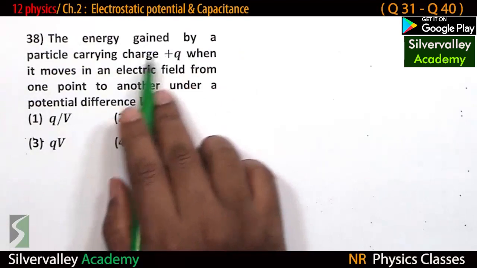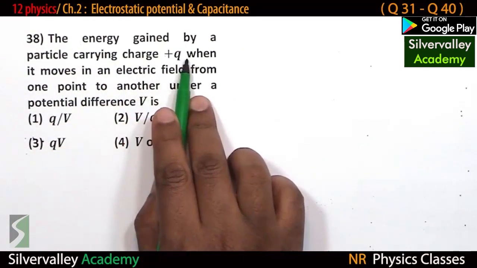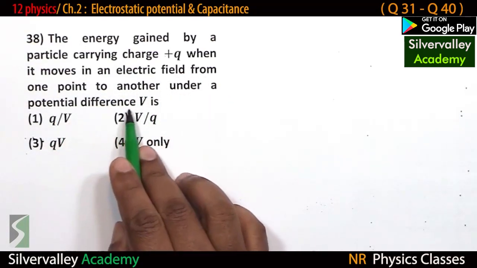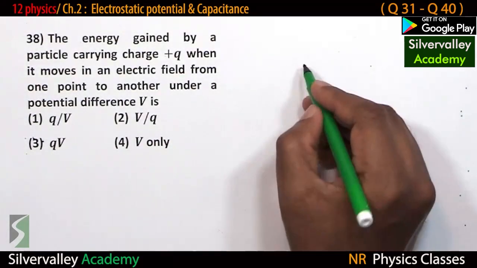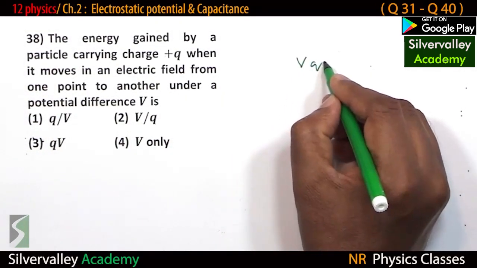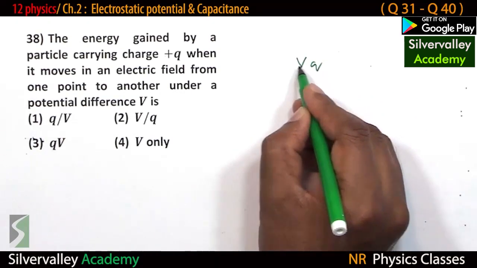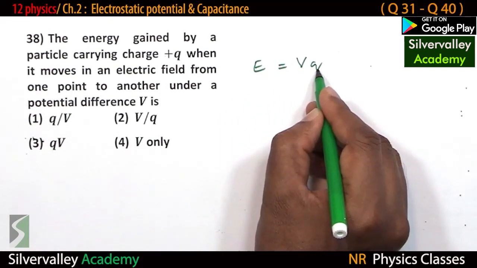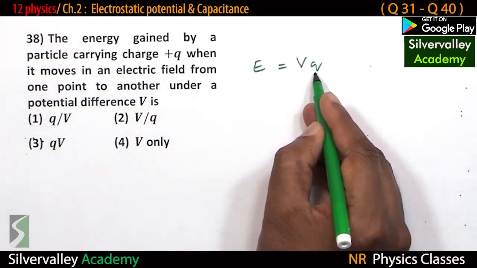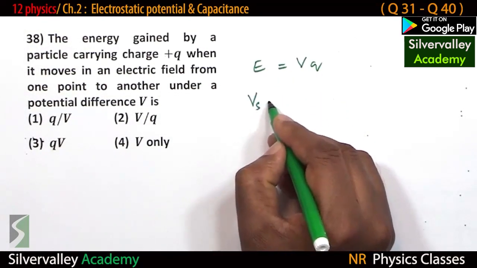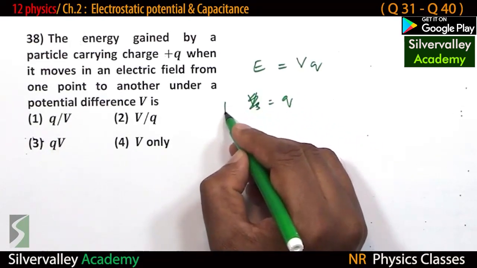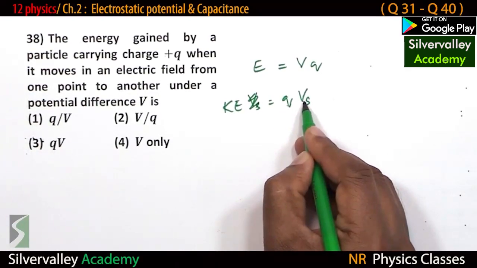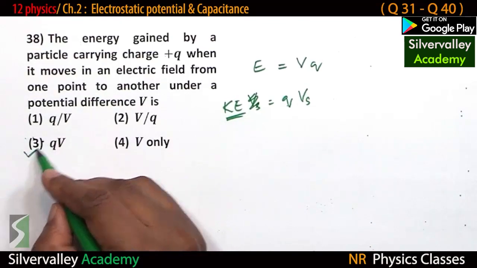The energy gained by a particle carrying charge q when it moves in an electric field from one point to another under a potential difference V is. So the potential difference is V, the charge is q, therefore potential difference times charge is the kinetic energy acquired. So energy is qV. In the dual nature of matter also, kinetic energy is charge times stopping potential. So the product of charge and potential gives energy, this q into V.